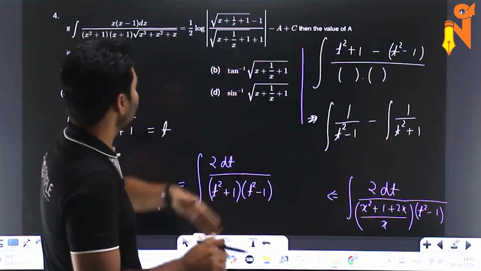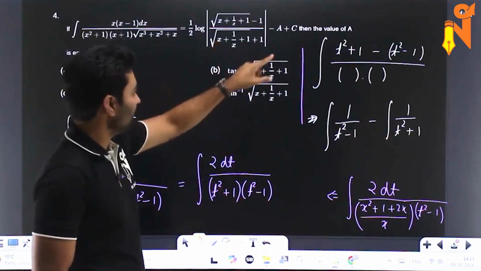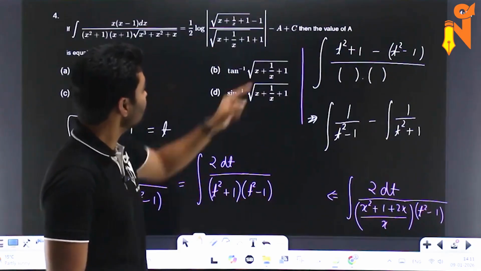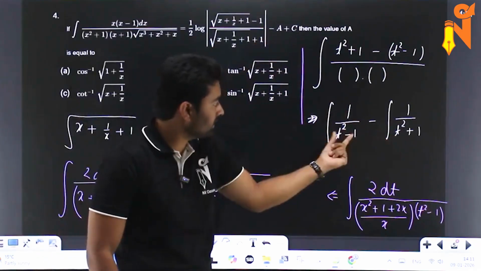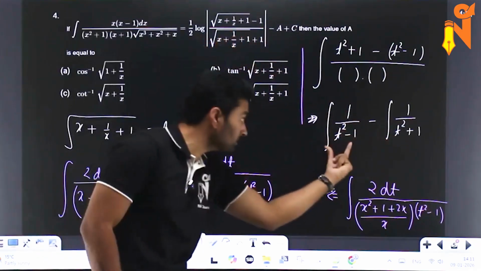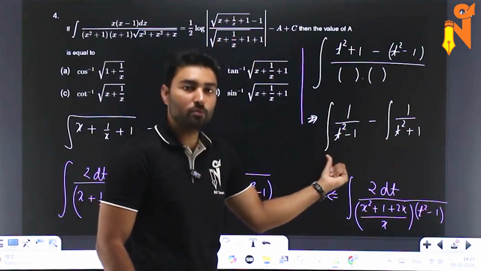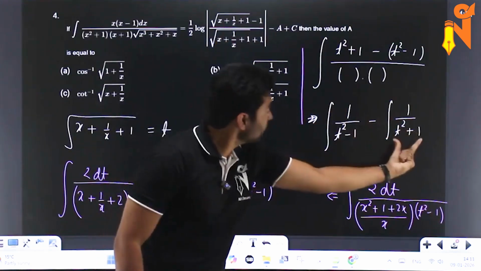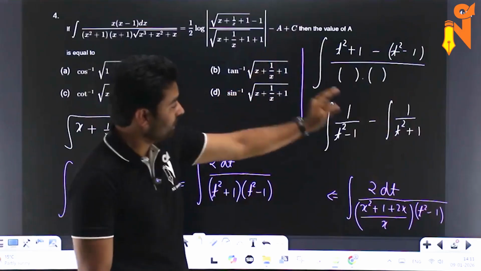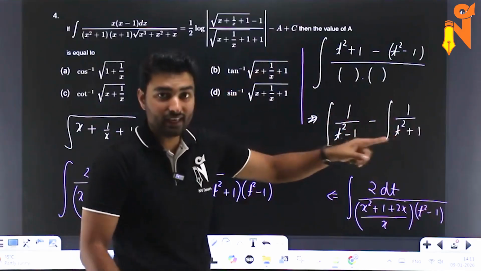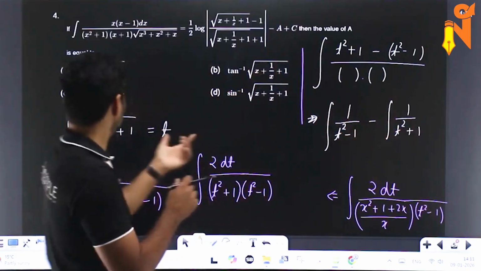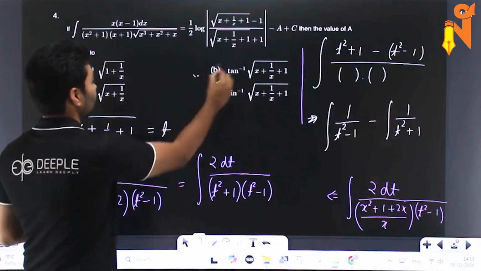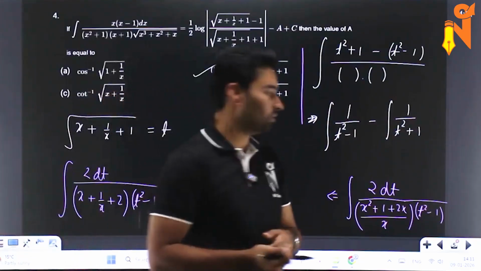Then you will get this expression, minus a. So a is coming from here, because this is the formula of this. You will put the t value, obviously. You will put the t value there again. This is actually this a. So integration of this will be tan inverse t. Tan inverse t means tan inverse of this. So option number B is correct. Again, a very simple question. Okay, next.